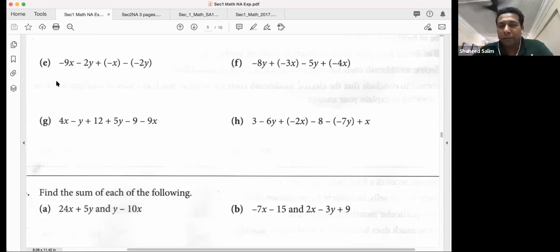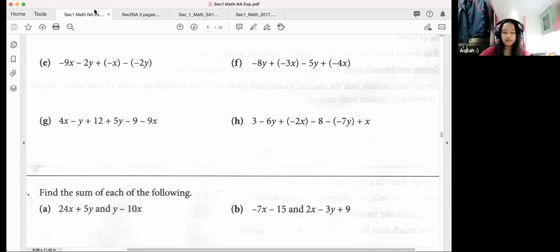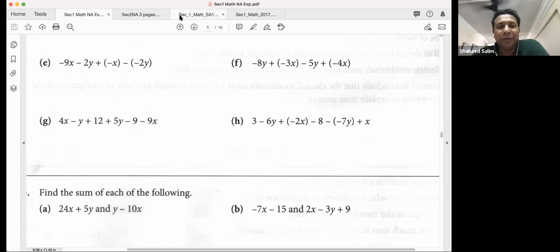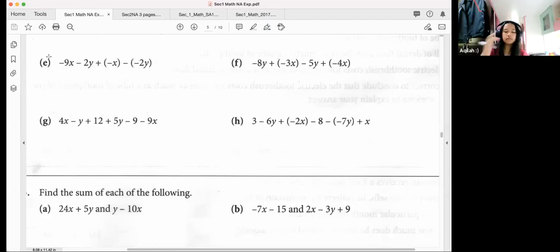Are you okay? Yeah, I'm figuring out the thing. Okay, okay. So have you figured it out? Yeah. Okay, what's the answer? My answer is negative 10x minus 4y.